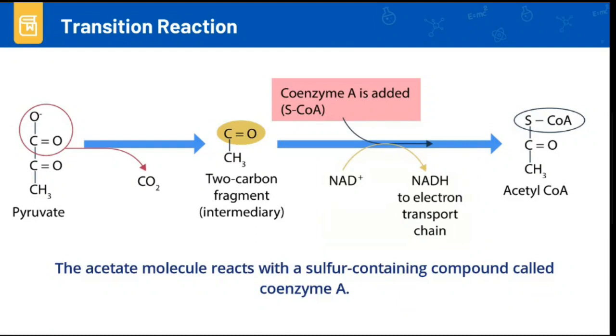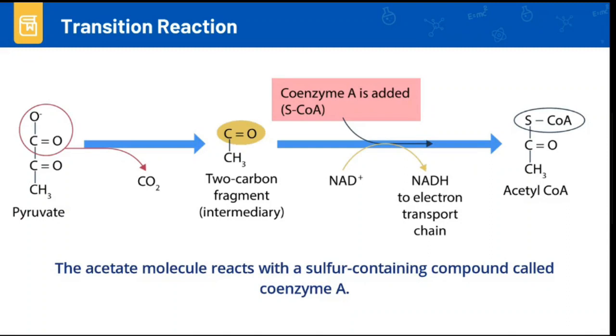reacts with a sulfur-containing compound, which is your coenzyme A, and as a result, when they react, your acetate and your sulfur-containing compound coenzyme A, acetyl coenzyme A will be produced. Okay? So the whole process of your pyruvate oxidation or transition reaction is catalyzed by an enzyme called pyruvate dehydrogenase. The enzyme we need here is the pyruvate dehydrogenase.